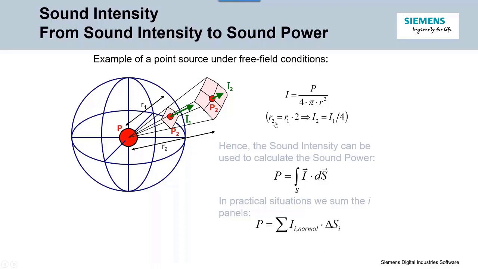When you increase the radius to 2 times that, the intensity values correspondingly reduce, such that the product of the intensity with the area gives you the total sound power, which is the same for both cases. So to compute the sound power from intensity, you measure intensity at different locations, multiply that intensity with the corresponding area over which it is measured, and sum over all the intensity measurements on that surface to come up with the total sound power.